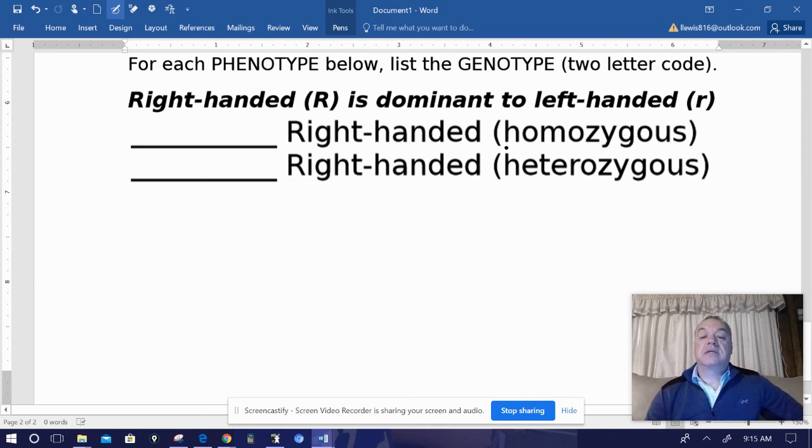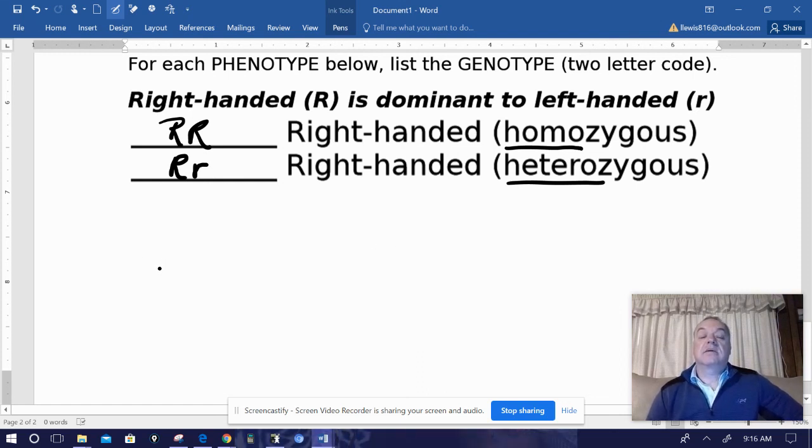We're going to go to these words, right? Homozygous and heterozygous. Homozygous, right-handed. Homozygous means that the two genes will be the same. Right-handed tells us that they are dominant, so we would have a capital R, capital R. The heterozygous tells us that there will be different genes. One will be for right-handed, and the other will be for left-handed.